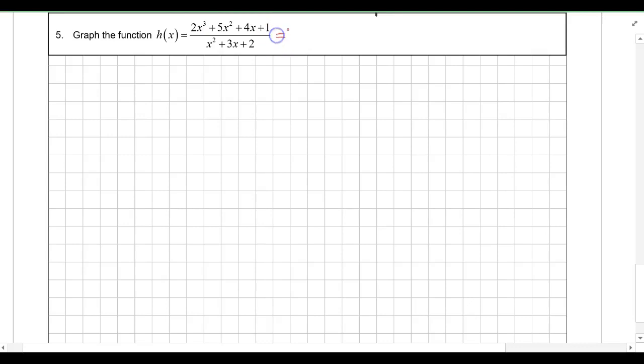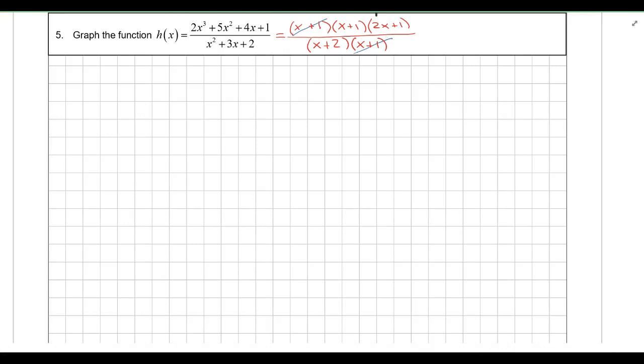And just in the interest of time, I'm going to tell you that this one factors into (x + 1) times (x + 1) times (2x + 1). My denominator, that's just a simple quadratic to factor. That's going to be (x + 2) times (x + 1). Hopefully, now that you see that factored, you notice something happens here. We've got a pair of factors in the numerator and denominator that cancel. That should tell you something about the behavior of the function.